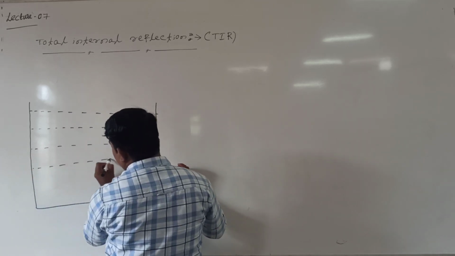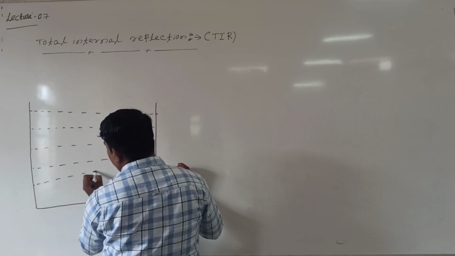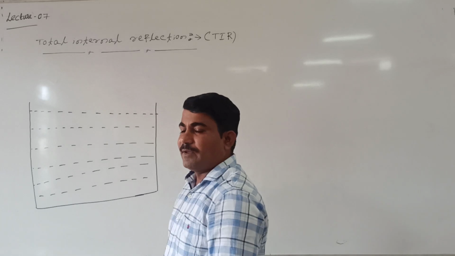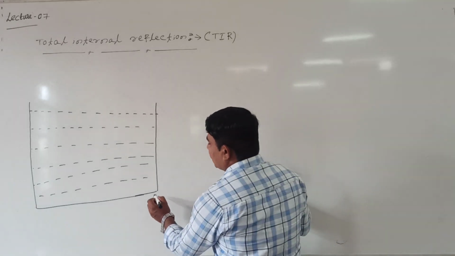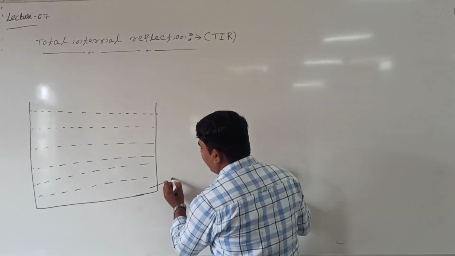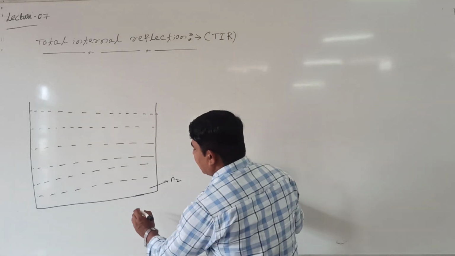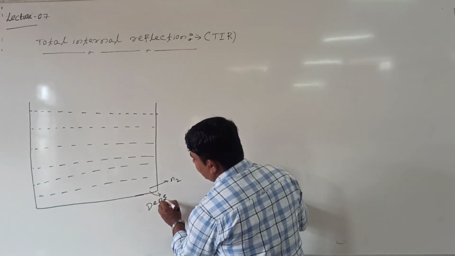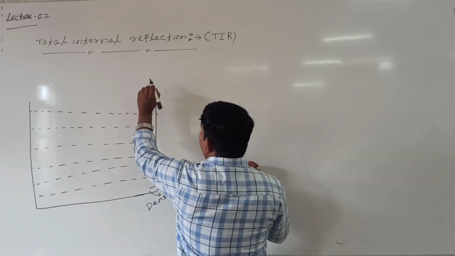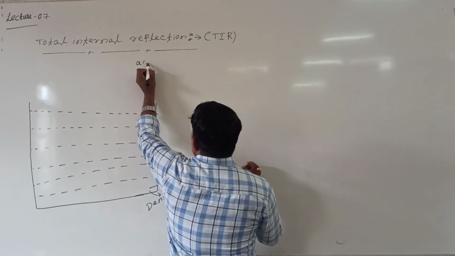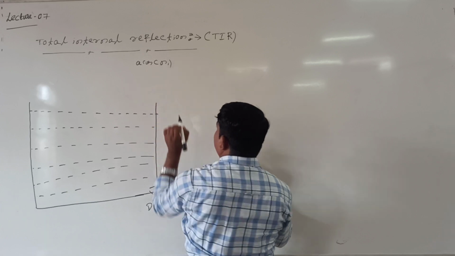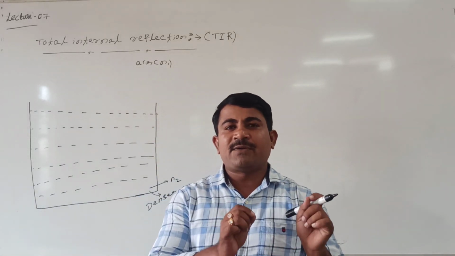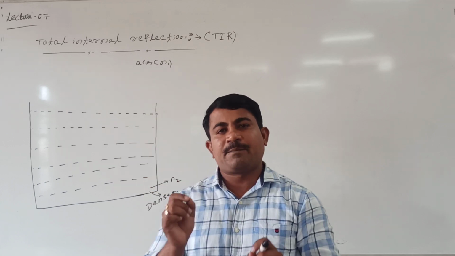So this water has a refractive index of how much? Water has a refractive index of nearly 1.33. Call it N1. Water is a denser medium. Fine. Consider this as the air medium, with refractive index N2. Right.